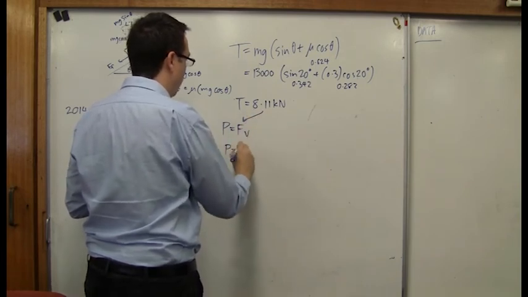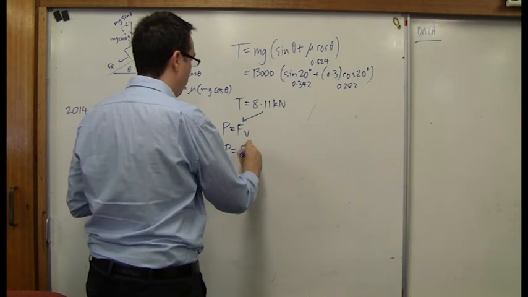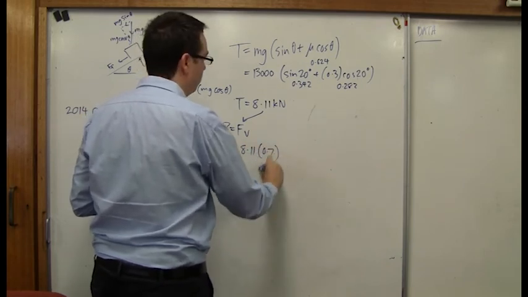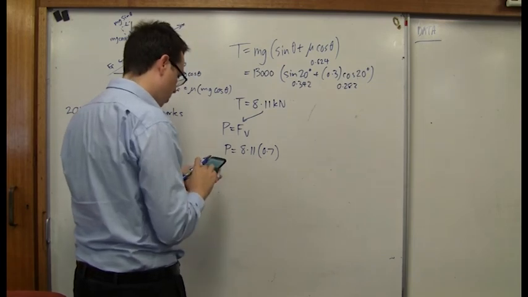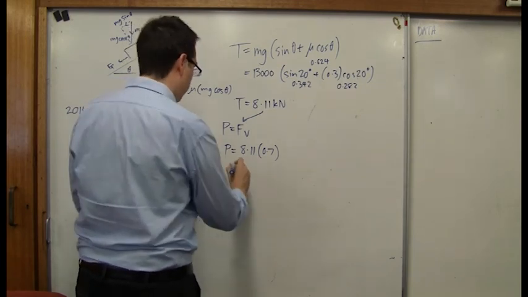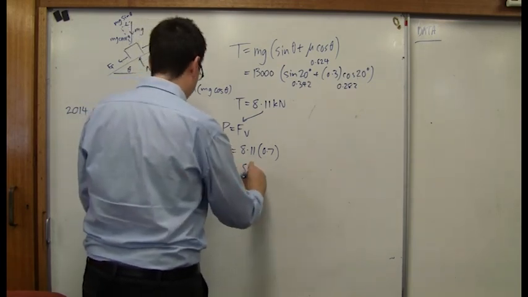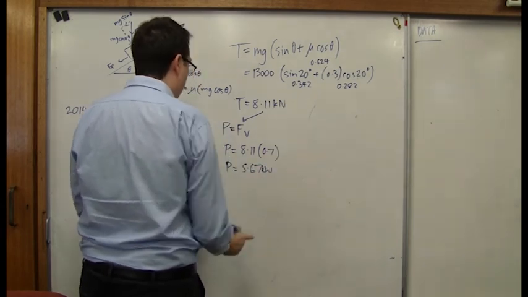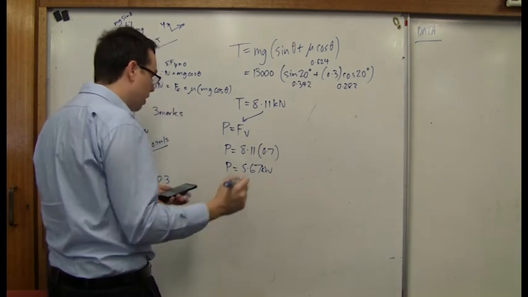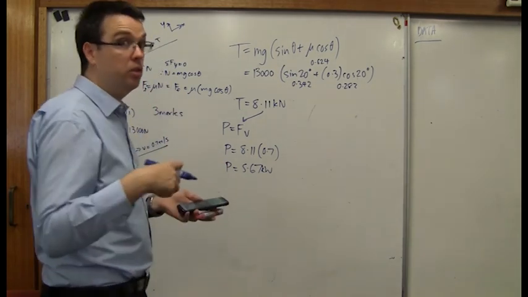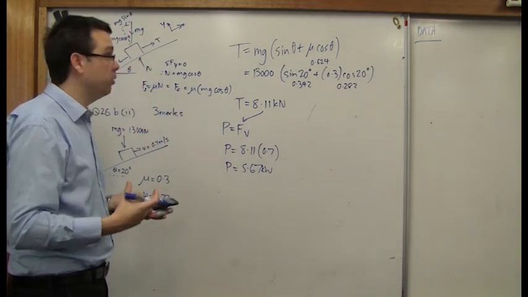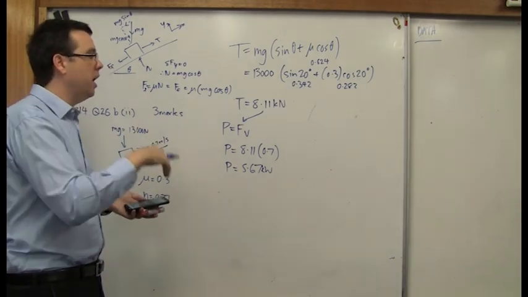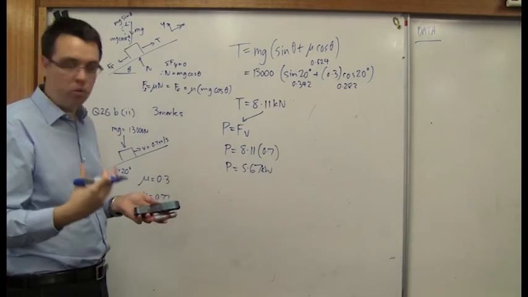So what we have is our power is going to be equal to 8.14 times velocity, which is already given in meters per second, but be sure to check that. If we multiply that by 0.7, we get P equals 5.67 kilowatts, because we're in kilonewtons. And then the last thing is that this brings all three of our fields that we were interested in together. This has friction, this has power, and this has efficiency. So it's actually quite a good question.